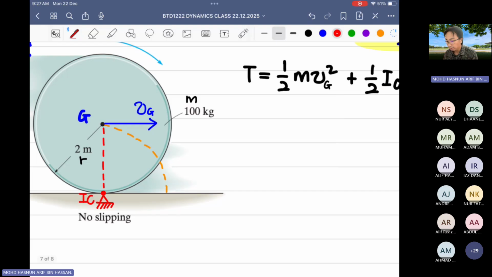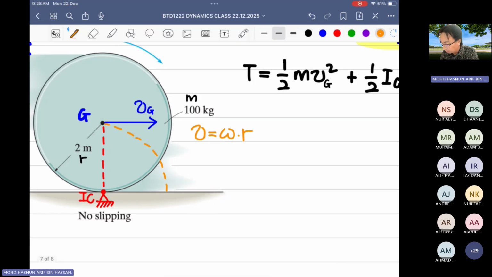When we know this, we can use the formula V equals omega times R to find the value of Vg. We can use this because now we can treat this as if it is a rotation problem, because we know the location of IC. That is why I said the no slipping is very important information, because it helps us get the value of Vg.